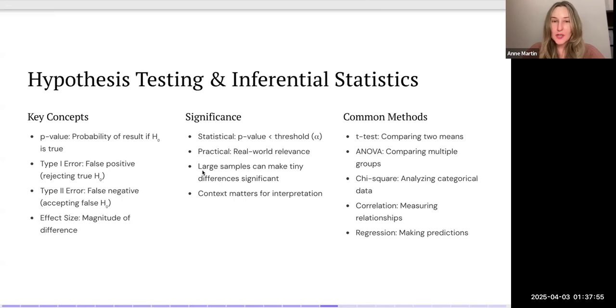So again, in terms of the sample size, this is why sample size is a big consideration in quantitative research, because a large sample can make even a small difference in the mean be found statistically significant, depending on the particulars. So also with that, the context really matters for interpretation, so do be cautious. Some of the common methods that you can use for hypothesis testing are t-test, ANOVA, chi-squared, correlation, and also regression. So let's talk about each of those.